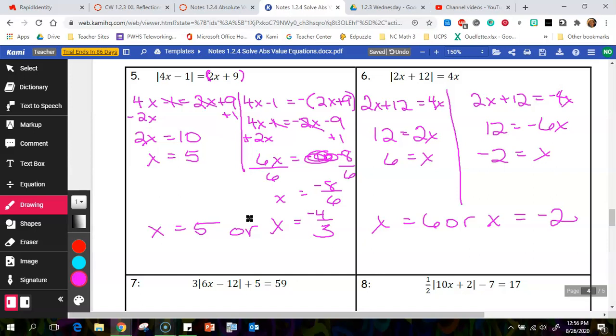This one, if you were to actually check your answers, this answer actually wouldn't work. So mark this one out, because that one wouldn't work if you put it in up here and checked it.